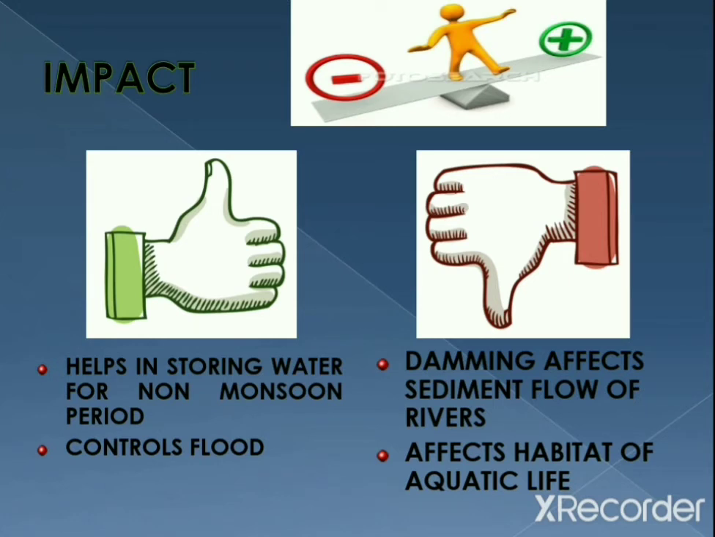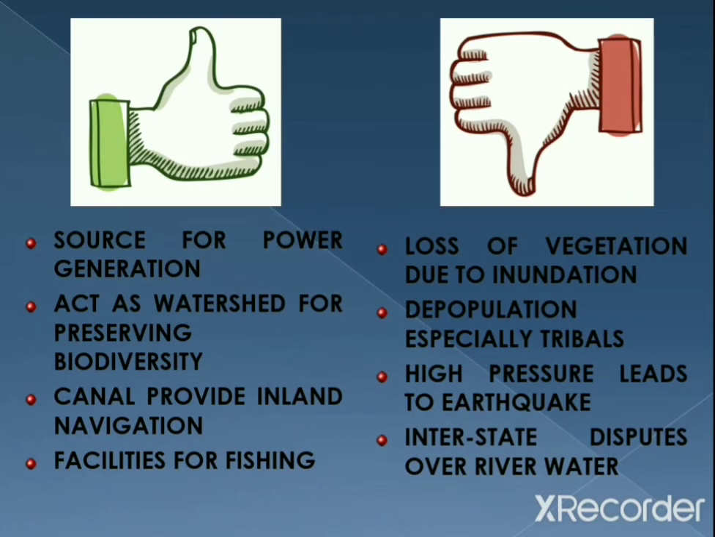A multi-purpose river valley project helps in storing the water for the non-monsoon periods, and thereby it helps to control the flood. It is a source of power generation and acts as a watershed for preserving the biodiversity. The canals that have been linked with these multipurpose projects provide inland navigation and also provide facilities for fishing.